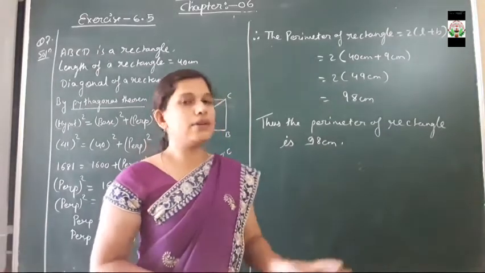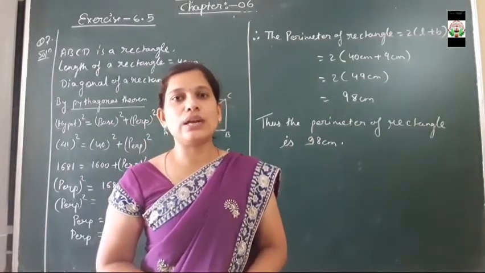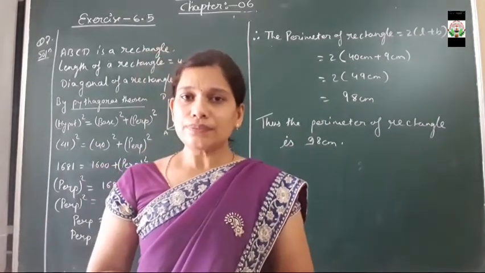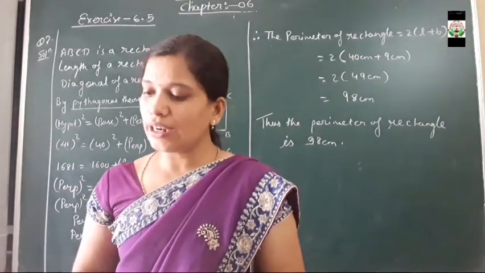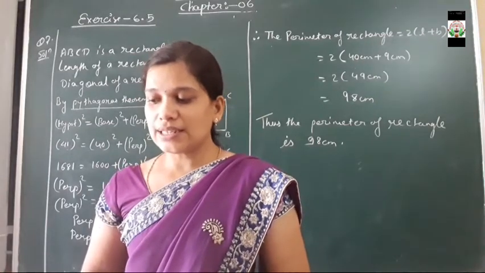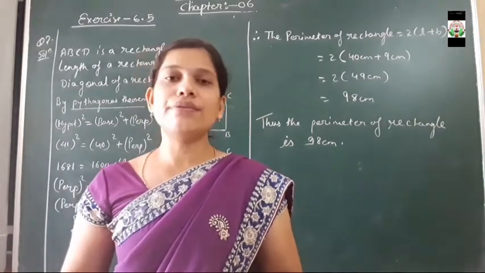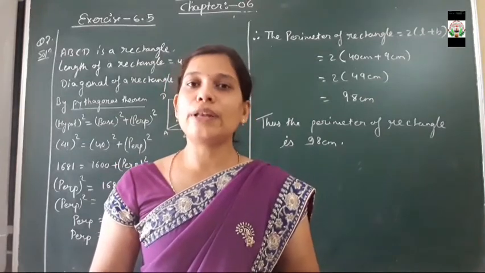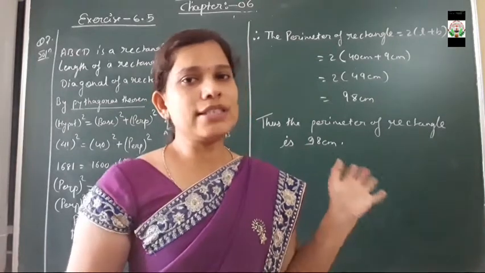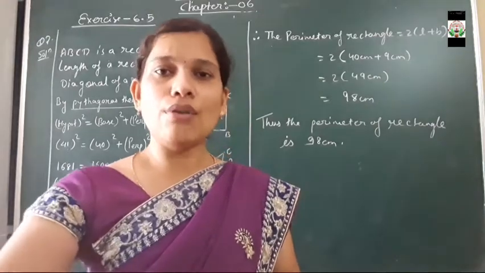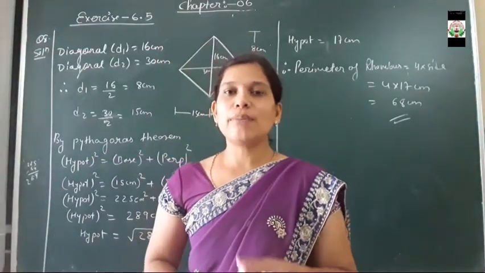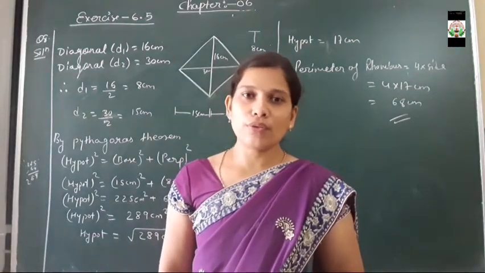So thus the perimeter of a rectangle will be equal to 98 centimeter. Now the next question: it is given that the diagonals of a rhombus measure 16 centimeter and 30 centimeter. Find the perimeter of the rhombus. So here we are going to find the perimeter of a rhombus by the same method. Clear, everyone?